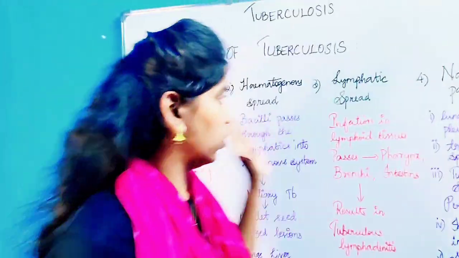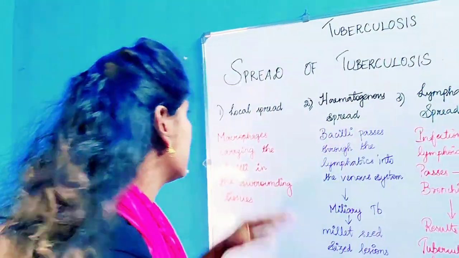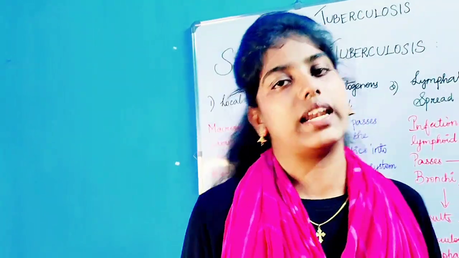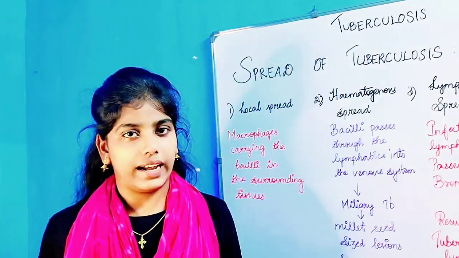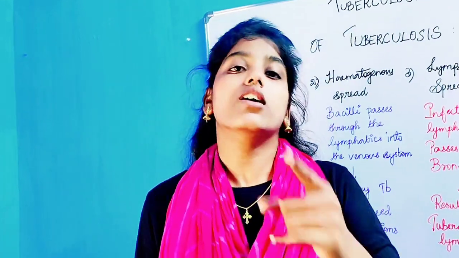So these are the 4 methods of spread of tuberculosis: local spread, hematogenous spread, lymphatic spread, and spread through the natural passages. And next we can see the vaccination and immunization for tuberculosis.